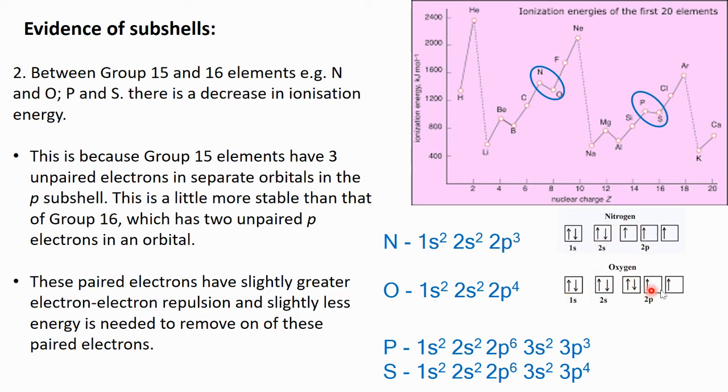When you look at the arrangement of the electrons, you can use that to explain that nitrogen has got the stability from having 1 electron in each orbital. The paired electrons in oxygen have slightly greater electron-electron repulsion, and slightly less energy is needed to remove 1 of these paired electrons. And this happens for phosphorus and sulfur as well.